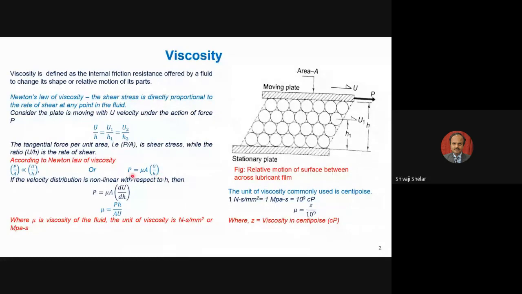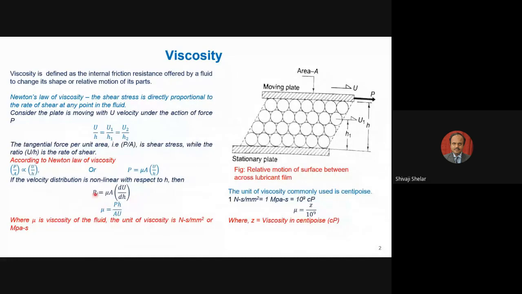So then this equation can be written as P is equal to mu A into du by dh, where du by dh is the shear strain rate at that level, H level. If you take a velocity distribution graph and if you take the slope of that graph, that slope is nothing but du by dh. That is nothing but the shear strain rate at that location.